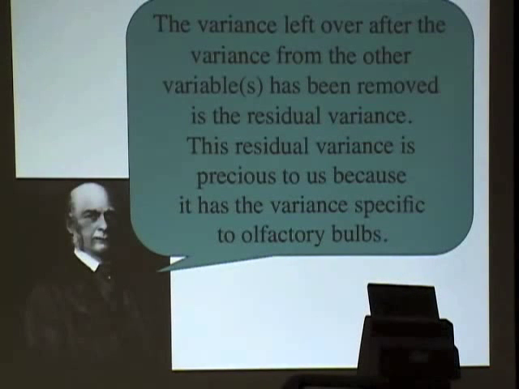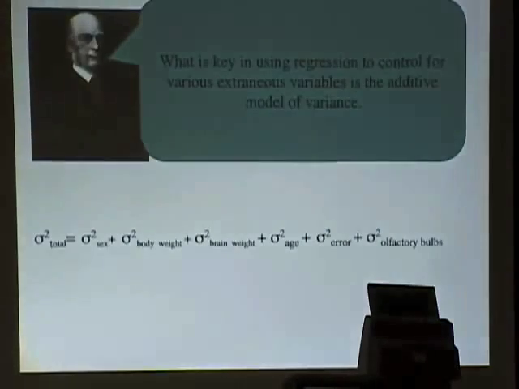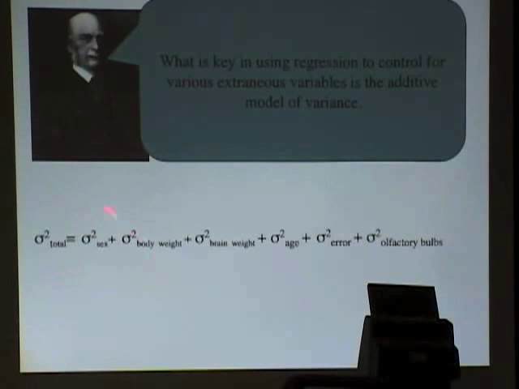We're going to take out the variance due to sex and body weight and brain weight and age, all in one great swoop, just like I showed you with simple linear regression. We're just going to do something called multiple regression, which does the same thing. And then we'll have the residual, which will just be the variance due to error and the variance due to olfactory bulbs. Okay?